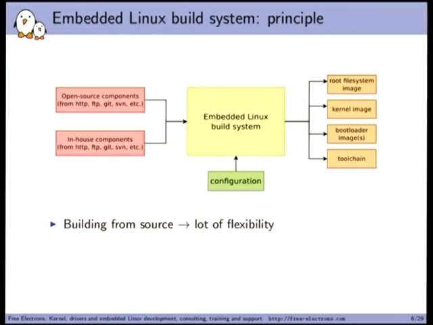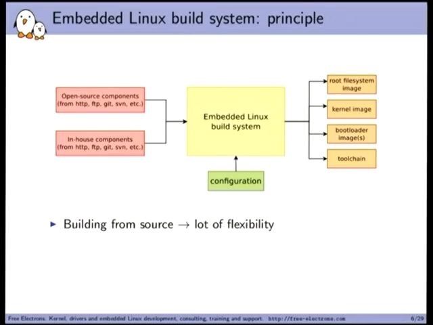So the principle of those tools is, there are many tools in this area, but the principle of all of those tools is more or less the same. Basically, they take some source code, either from open source components or in-house components, from their Git trees or tarballs on the web. And they are going to produce at the end a root file system image that contains all your applications and libraries and init scripts and config files and so on. Possibly a kernel image, a bootloader image, and a cross-compilation toolchain.